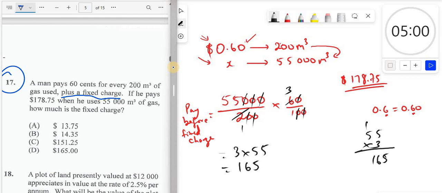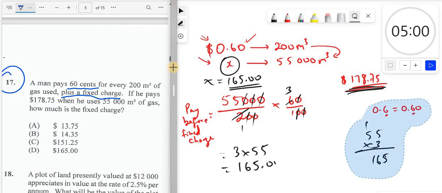All right guys, 165. Now here's the thing. This is the amount before what? 60 cents for every 200 meter cube, and 60 cents is prior to what? The fixed charge, because it's plus a fixed charge in addition to the 60 cents. So this amount that we found as x, which we worked out a while ago, which is 165, does not include the fixed charge. This amount he paid includes the fixed charge. So what is the fixed charge, therefore?